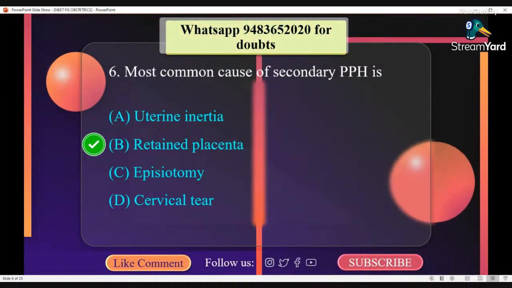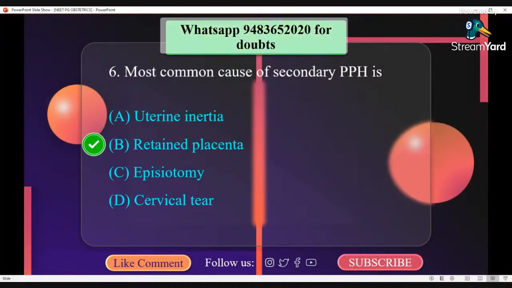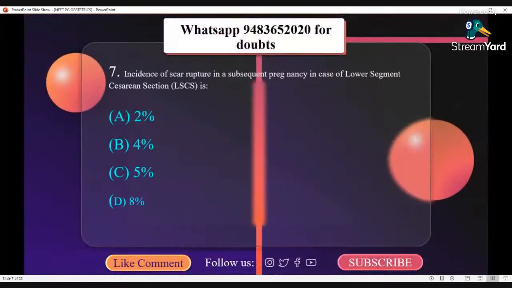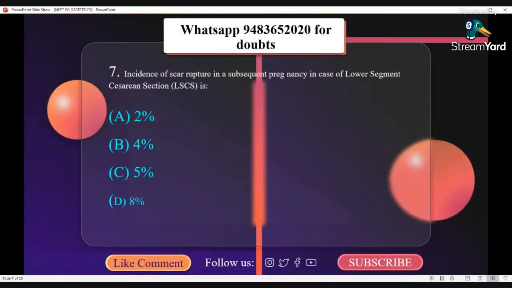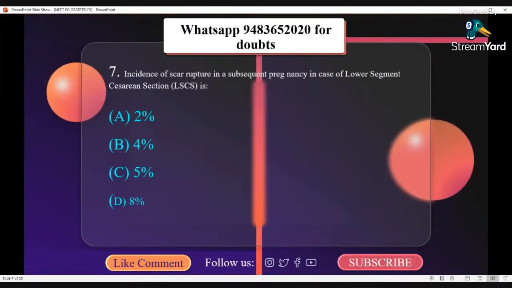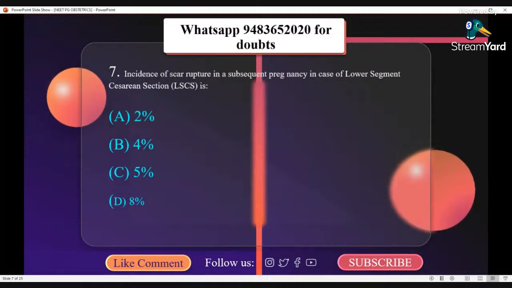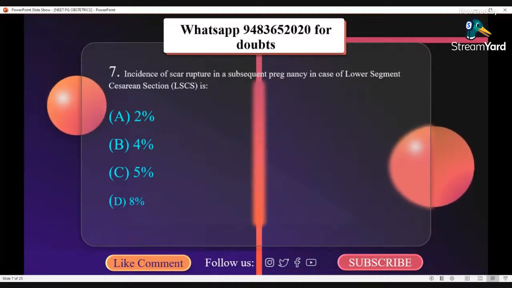So the most common cause of secondary PPH is B, retained placenta. Incidence of scar rupture in a subsequent pregnancy in case of lower segment cesarean section, that is LSCS, is: A, 2%; B, 4%; C, 5%; and D, 8%.